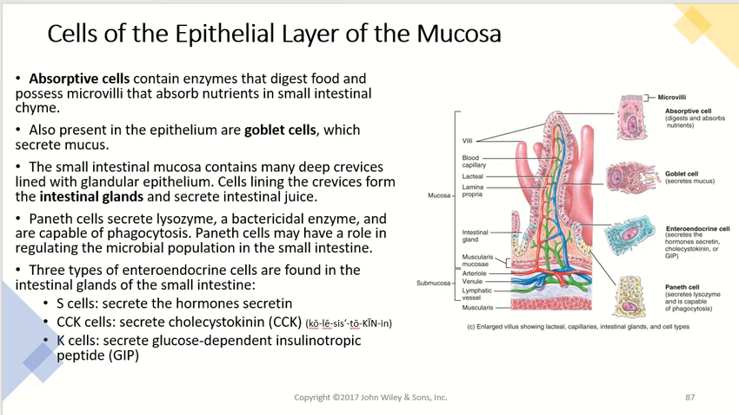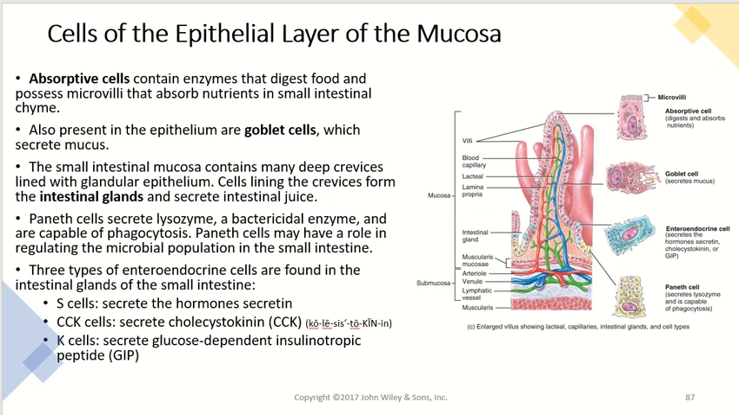These are going to contain enzymes that are responsible for digesting food, as well as they're also going to possess these little microvilli that you can see here at the top, at their apical surface, and these are going to allow for an increase in the absorption of nutrients in the small intestinal chyme.